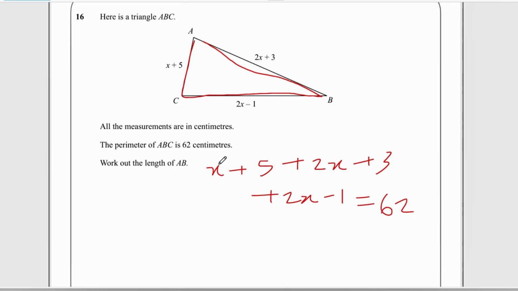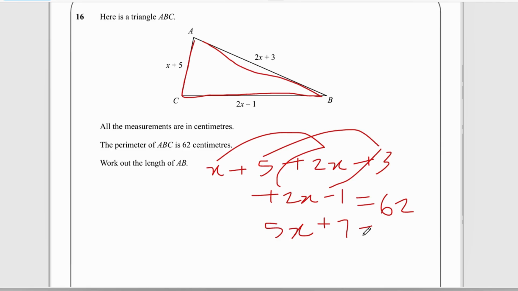So what do you do? Add the numbers alone, then add the letters alone. Let's start with the letters. x plus 2x is 3x. 3x plus 2x is 5x. So this is 5x. Then let's come to the numbers. 5 plus 3 is 8. 8 minus 1 is 7. So 5x plus 7 is equal to 62. What do we do next? Collect like terms. When plus 7 goes to the other side, it becomes minus 7. Remember, positive crosses to the other side becomes negative. So from here, 5x is equal to 55.